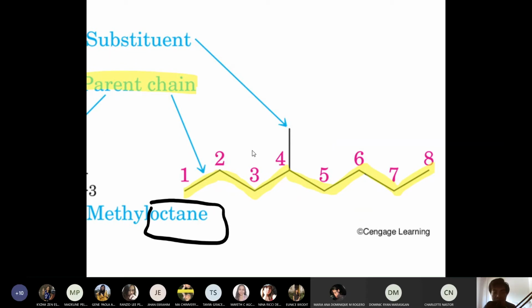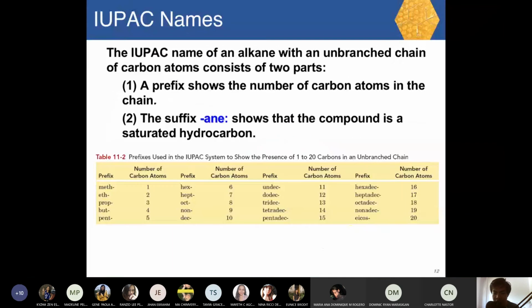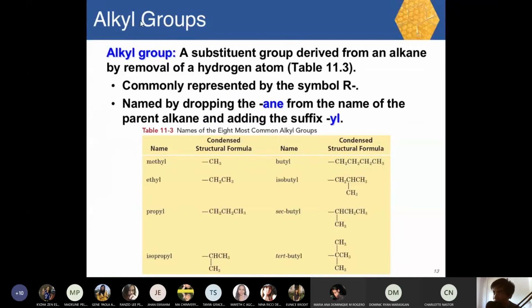Next one will be your substituents. Ano yung pangalan ng substituent mo? Okay. So, ganun din naman. Alamin mo kung ilang carbon meron ka sa substituent mo. In this case, ilang carbon yan? Isa. So, in naming your substituents or your alkyl groups, no? Substituents lang din yan or alkyl groups, no?